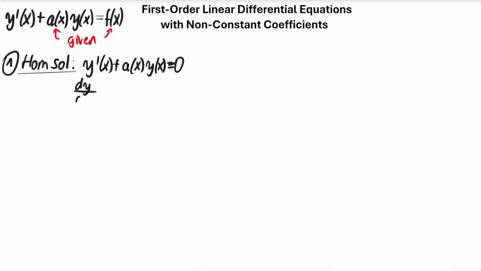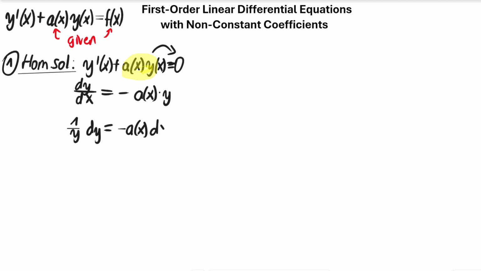So dy dx, you move this to the right side, is minus a depending on x times y. We omit the dependency in the y variable, so that it is simply visible here for the separation. So the separation is like that: the y variables on the left side and the x variables on the right side. And we integrate this equation.